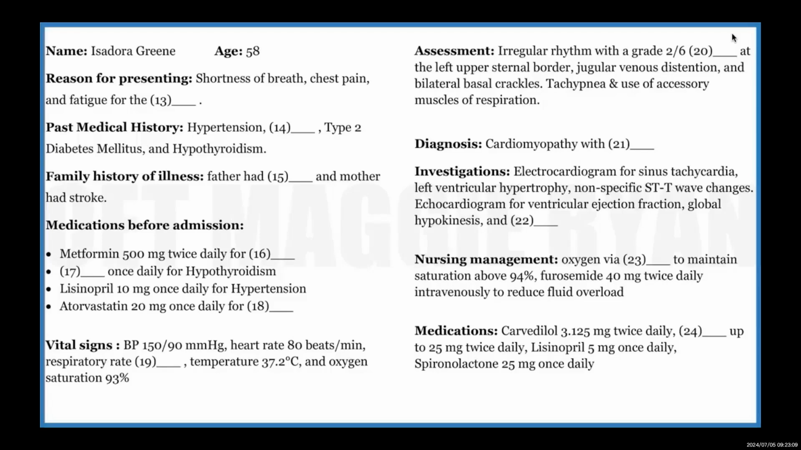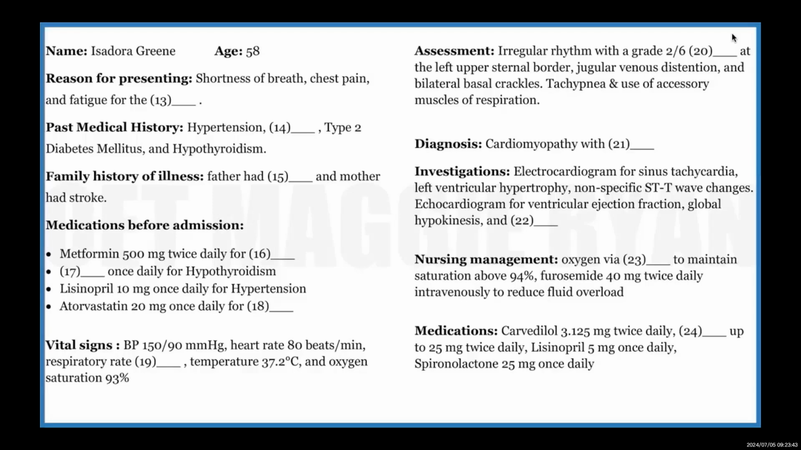Can you tell me the reason for presenting to the hospital? I've been experiencing shortness of breath, chest pain, and fatigue for the past week. I see. Can you please provide me with your past medical history? I have hypertension, hyperlipidemia, type 2 diabetes mellitus, and hypothyroidism. Thank you. And is there any history of illness in your family? Yes, my father had a history of myocardial infarction and my mother had a history of stroke.